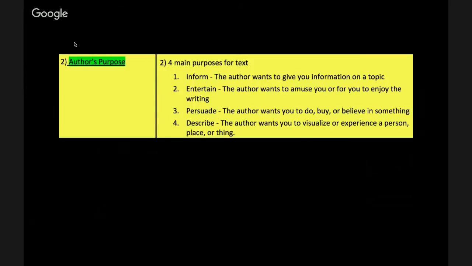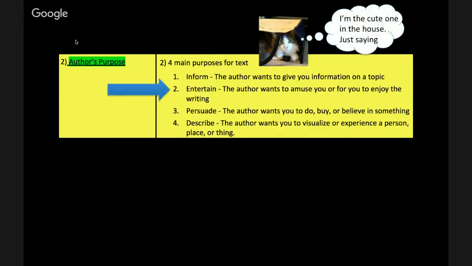Author's purpose. An author's purpose is the reason why they've written something, and there are four main purposes for a text. The first one is to inform. The author wants to give you information on a topic. The second is to entertain. The author wants to amuse you or for you to enjoy the writing.